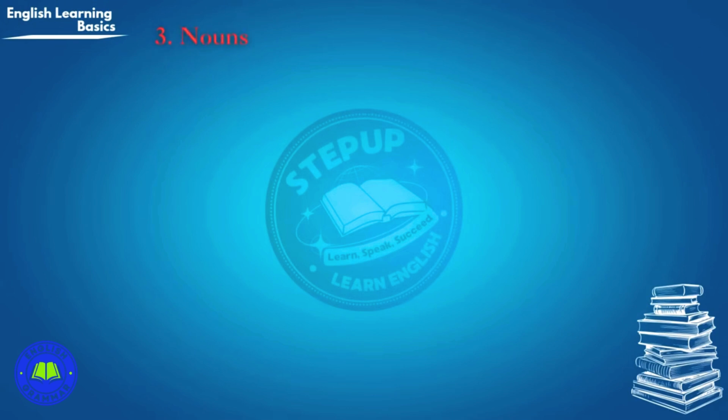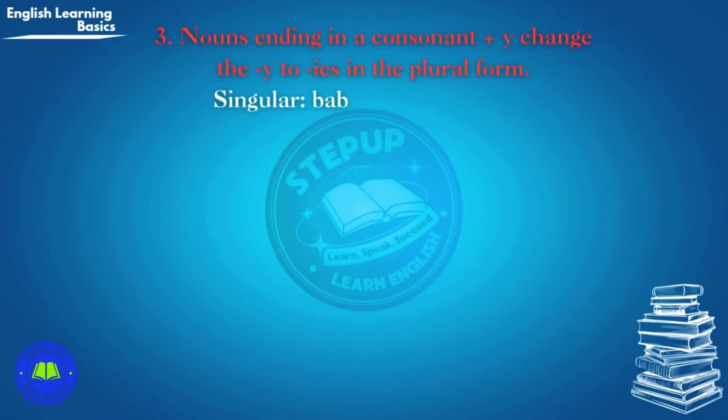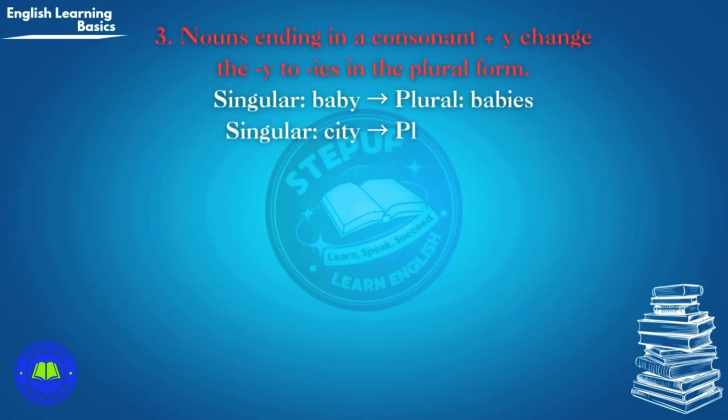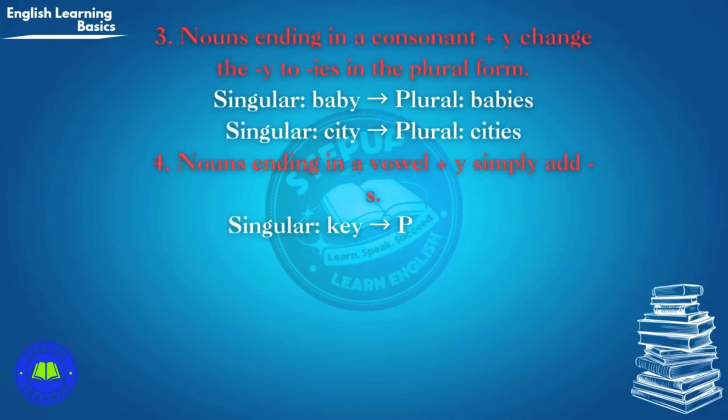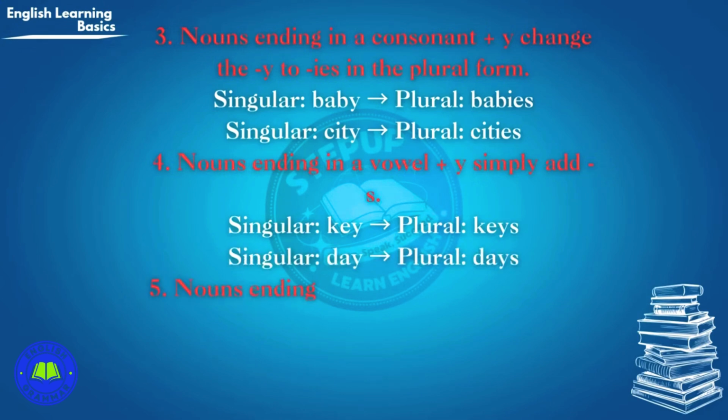3. Nouns ending in a consonant plus y change the y to ies in the plural form. Singular, baby; plural, babies. Singular, city; plural, cities. 4. Nouns ending in a vowel plus y simply add s. Singular, key; plural, keys. Singular, day; plural, days.